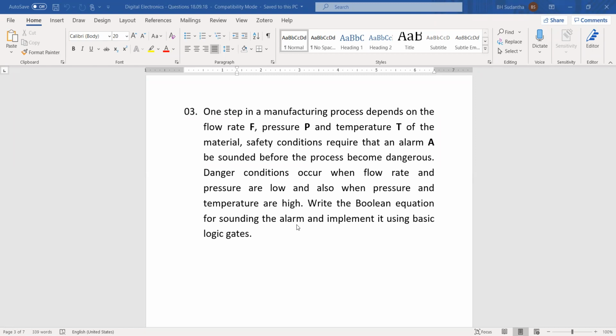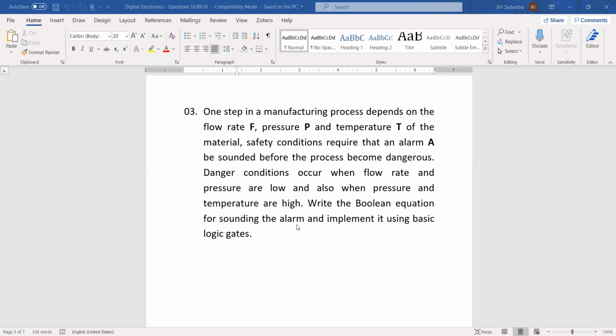Then alarm A is there. We have to sound an alarm when dangerous conditions occur. The dangerous conditions are when the flow rate and pressure are low, that is one dangerous condition. And when pressure and temperature are high, that is a second dangerous condition.